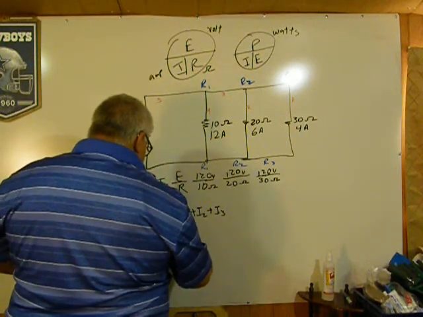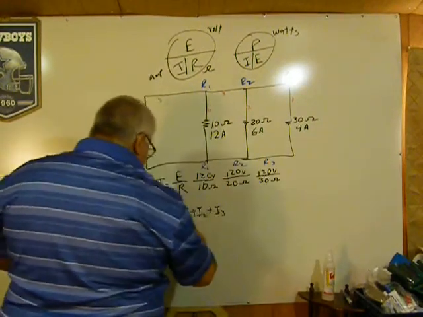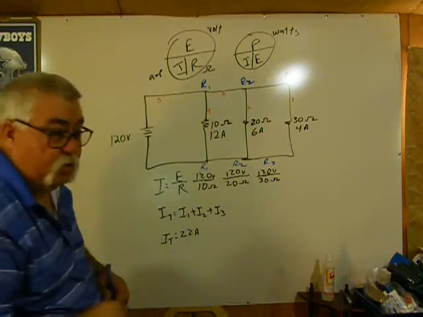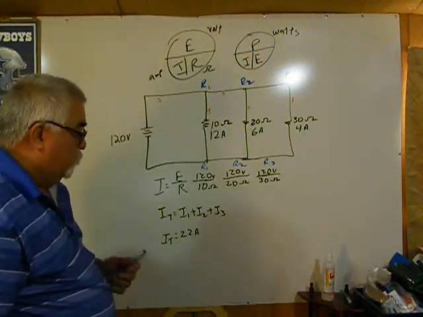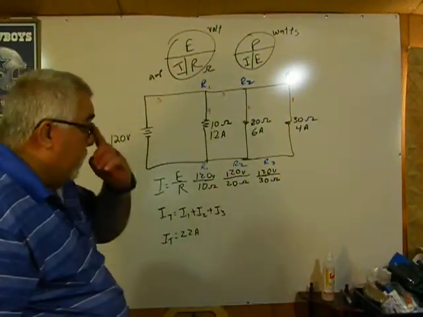I total equals 4 and 6 is 12 and 10, 22 amps. So my total is 22 amps. There's different ways of finding total resistance.